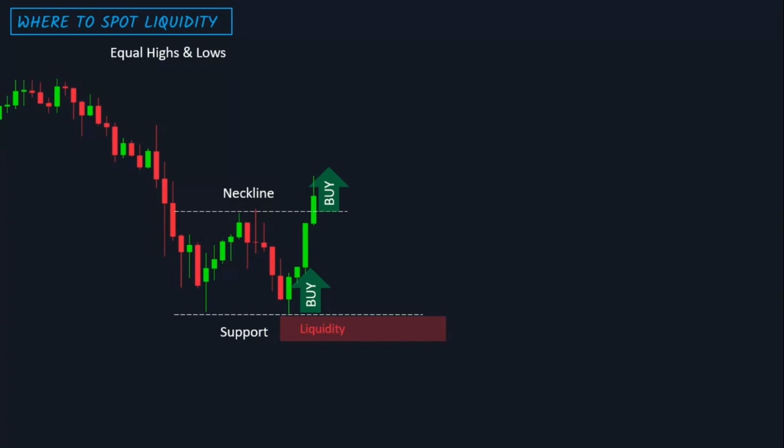These stop losses represent a perfect pool of sell-side liquidity. Institutions frequently drive price below the equal lows, triggering those stops. Once the liquidity is captured, price usually reverses sharply upward.